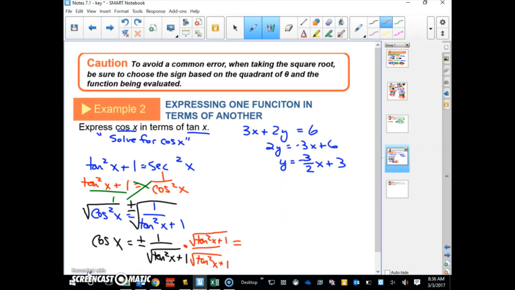And that's going to give us this big old mess. It's going to be plus or minus square root of tangent squared x plus 1 on the top. But then on the bottom, the square root goes away. What happens is if you've got square root of something times square root of something, it just ends up being that something. So on the bottom, we've got tangent squared x plus 1. And that's it.